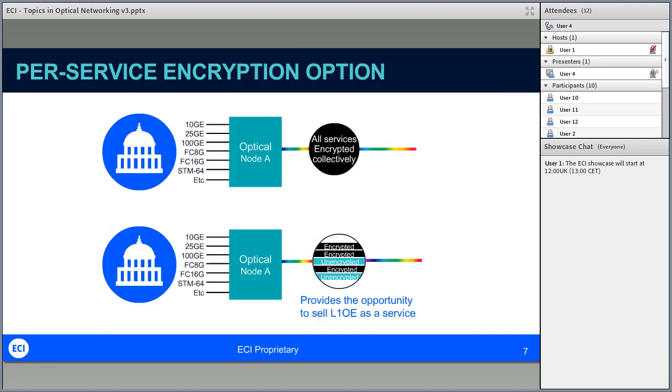The other aspect of optical encryption, which is one of the more innovative areas of optical encryption today, is that in the past, when you encrypted your traffic at layer 1, you needed to encrypt all the traffic simultaneously on a particular wavelength. So in other words, this was really taking place at the network level. What we're able to do today, and part of the solution that we're offering at ECI, is to encrypt this traffic at the services level.